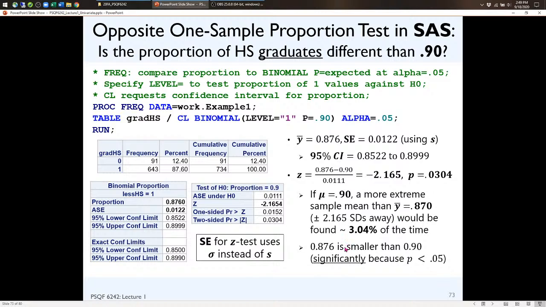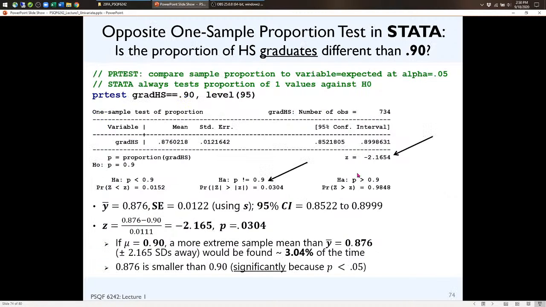So the same information phrased from the opposite perspective: this proportion of ones that represents the number of people who have graduated high school, 0.876, is not only smaller than 0.9, but it is significantly smaller, because we would find a sample mean as discrepant from the expected population mean of 0.90 less than 5% of the time. It would be 3% of the time to be exact. Okay. The same thing in Stata, again changing the variable, setting the new null hypothesis to be 0.9, same level of confidence, and we get the same z-value as from SAS with the same probability and the same conclusion.